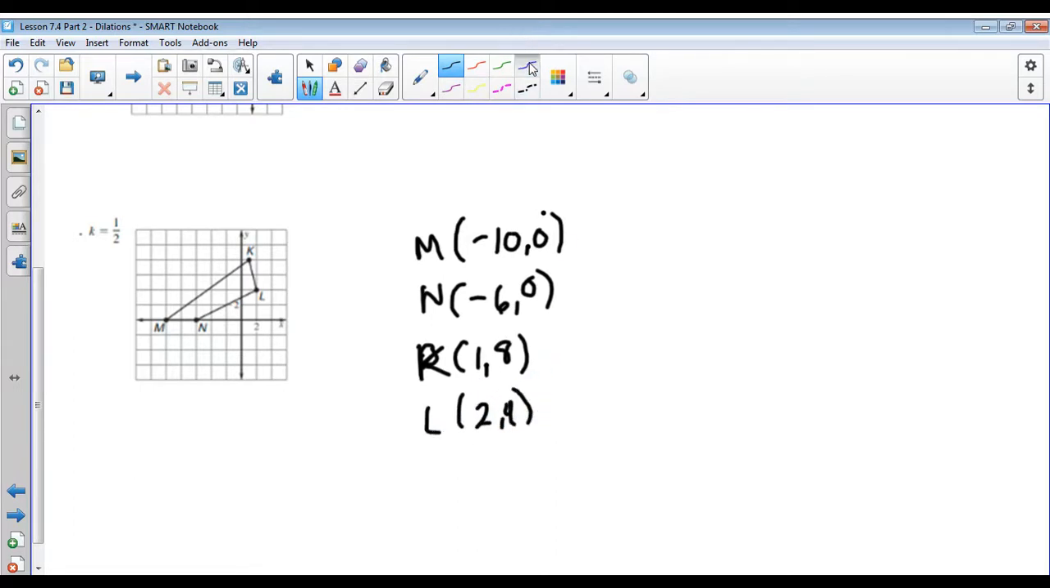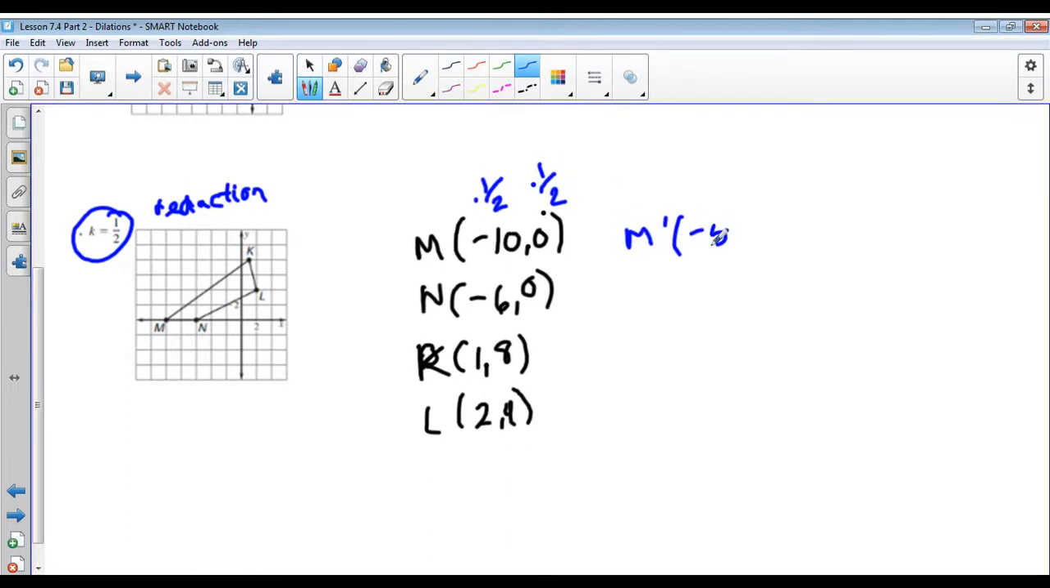When I look at my scale factor, it is 1/2, which, since that's a number between 0 and 1, means that we're going to have a reduction. So when I take that 1/2 as a scale factor and multiply 1/2 to both the x and the y values, here are my new ordered pairs.